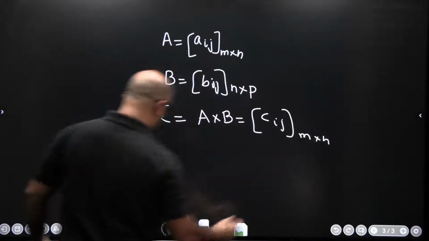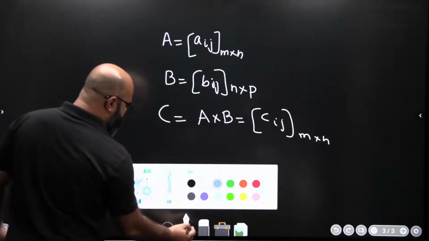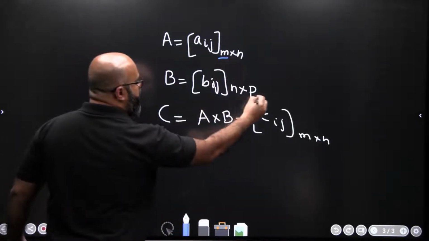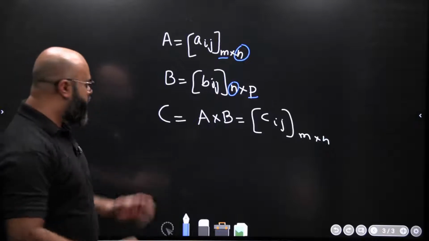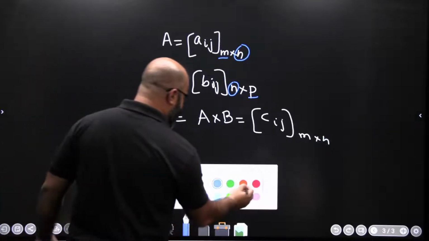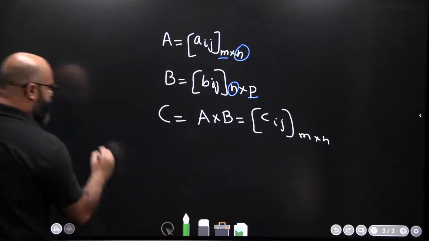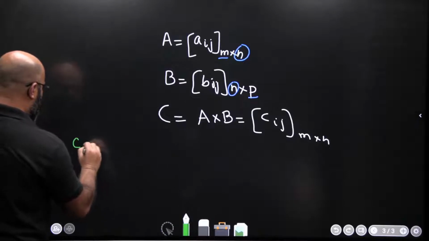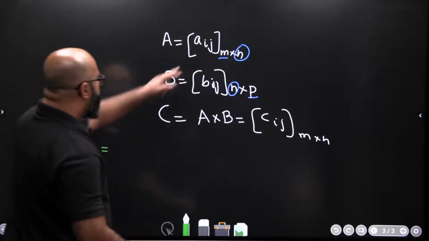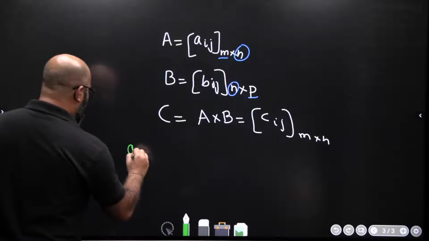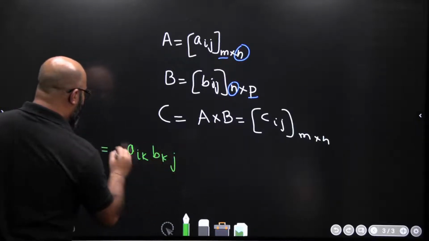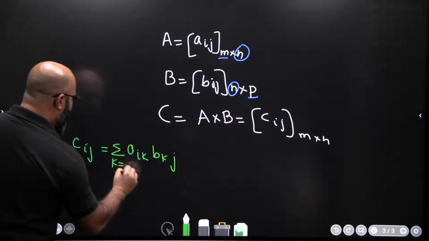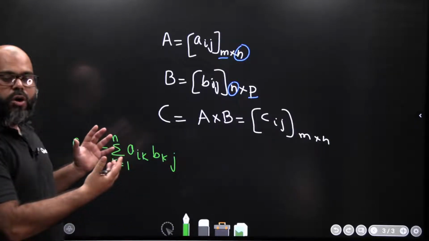The order is of course M cross P, and the N is common here. Now the question is, what is Cij? Cij is equal to the summation of Aik into Bkj, where k is equal to 1 to n. Now how to understand this complex equation?